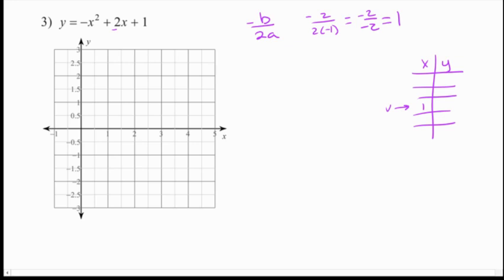From here on out, I'm really just going to plug in some points to the right of that. I'm going to find my vertex and 2 points to the right, and then just use the fact that it's symmetrical to find those other values.